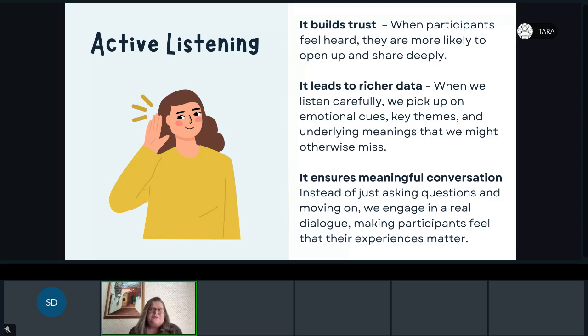Also, be comfortable with silence. Don't rush to fill pauses. Let participants gather their thoughts. That's when you get some of the richest data that you can. And avoid interrupting, and definitely don't anticipate responses. Let them finish their thoughts before moving to the next question.